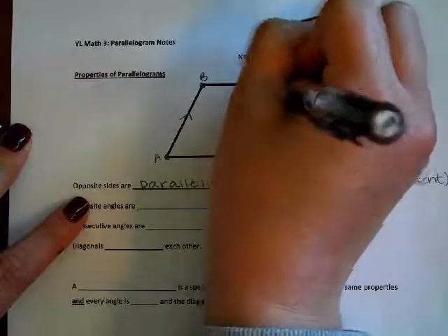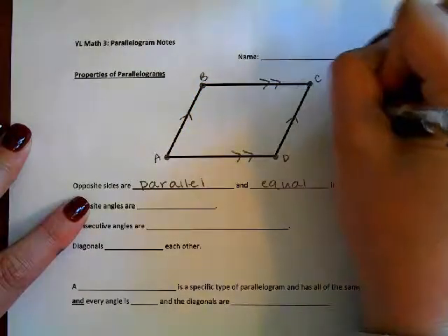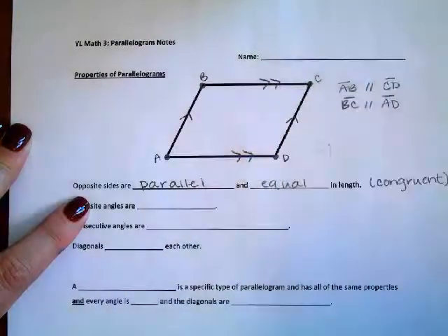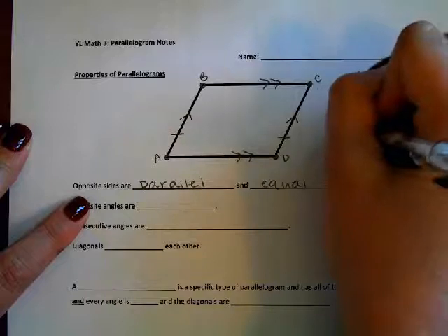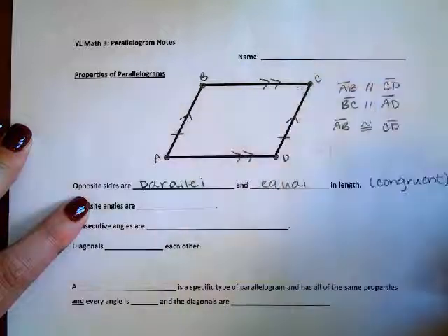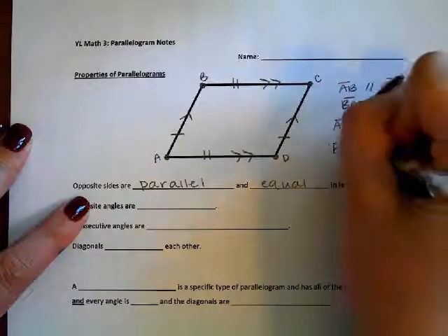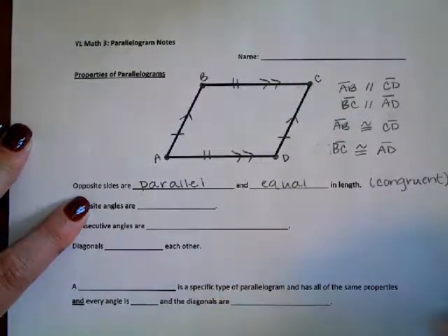And then we would draw these little markings, two of them, that BC is parallel to AD, like that. And then to say that they're equal in length, we would do one little marking like that. AB is congruent, the same length as CD. And BC is congruent to AD. So that's how we write that in shorthand notation, so you don't have to write the sentence every time.